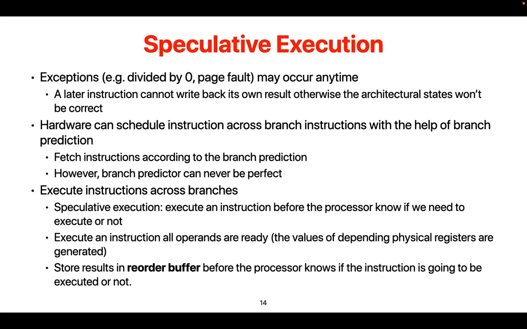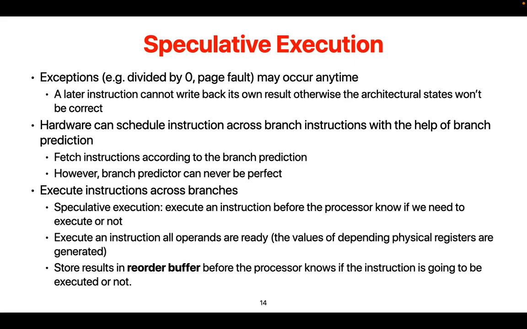At least we know that if those instructions that we predicted are not going to happen, then we have a way to revert the change that we have made. So this kind of execution policy is called speculative execution. In speculative execution, we allow the hardware to schedule instructions across branch instructions with the help of branch predictions.